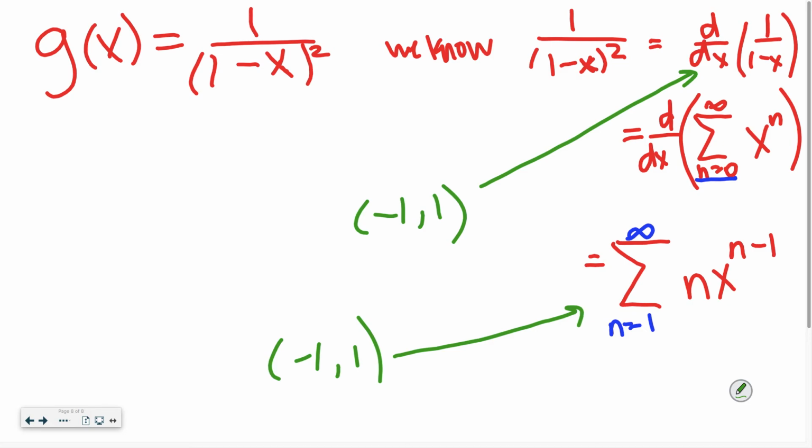Shouldn't it diverge though because of n? You can do the ratio test if you don't believe me. But n will go to infinity.